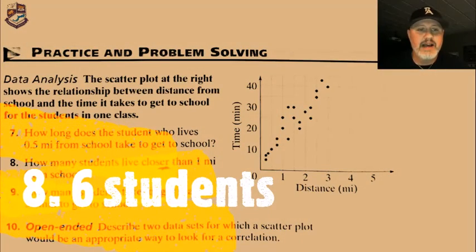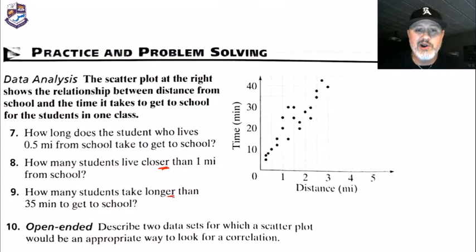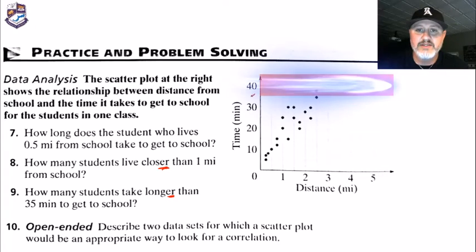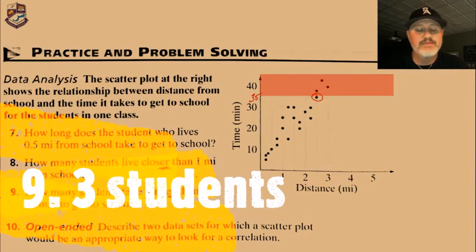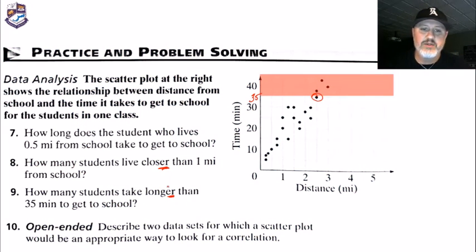All right, number 9, how many students take longer than 35 minutes to get to school? Well, all these people take longer than 35, because 35 would be exactly between 30 and 40, right? And it would be 1, 2, 3. And you might say, why not that one? Well, because that is exactly 35. We're looking for longer, so it would be just the 3.